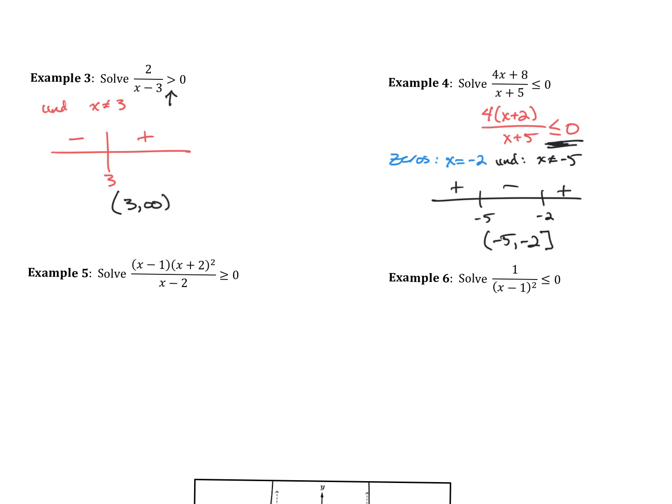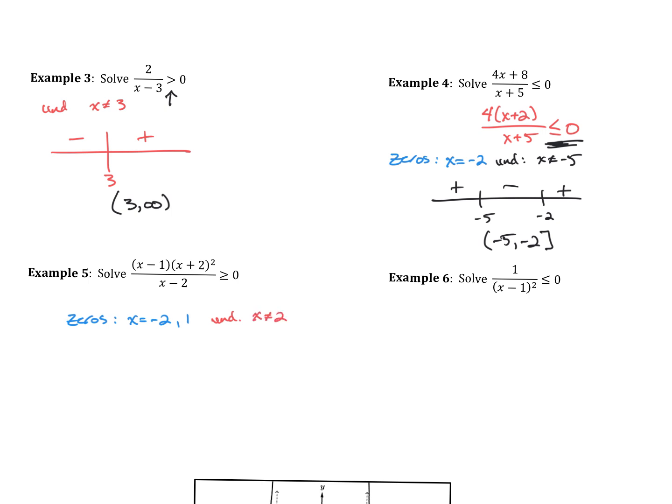Cool. Let's do a couple more. On this one, we can find our zeros and our undefined values real quick. What are my zeros on number 5? x equals -2 and 1. Awesome. And when is this thing undefined?